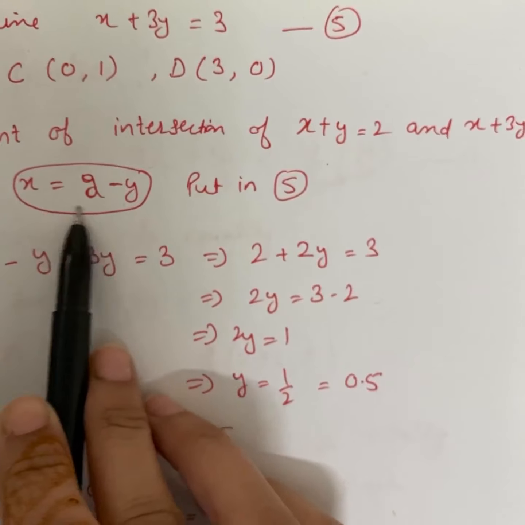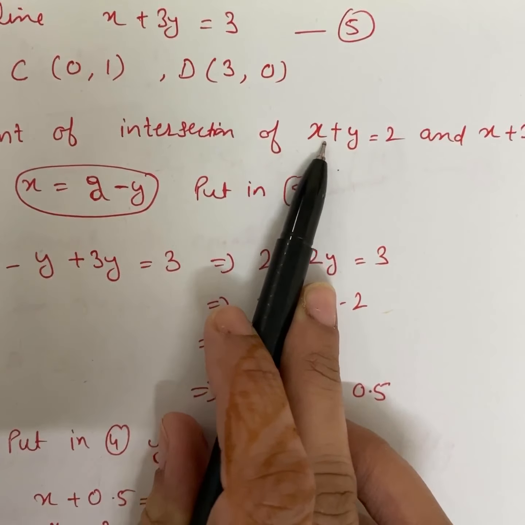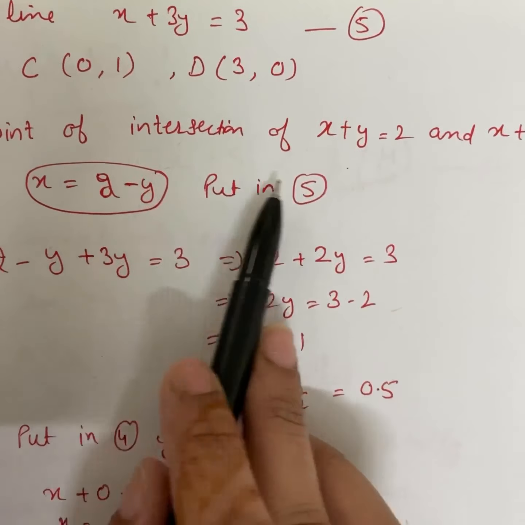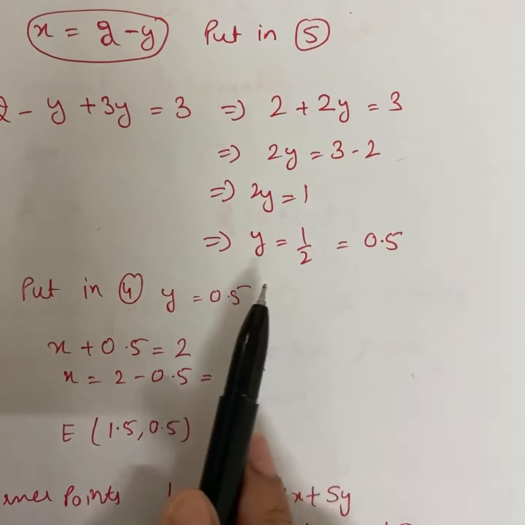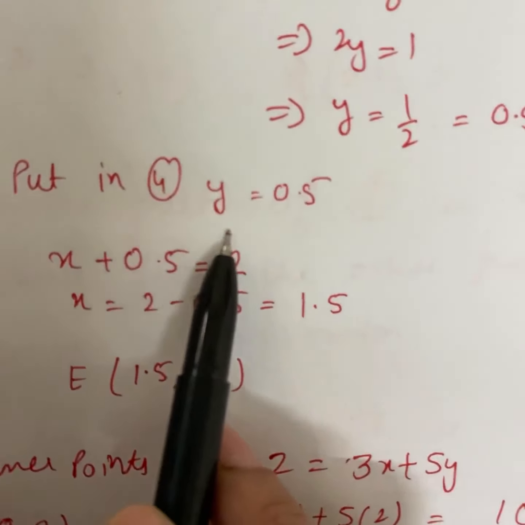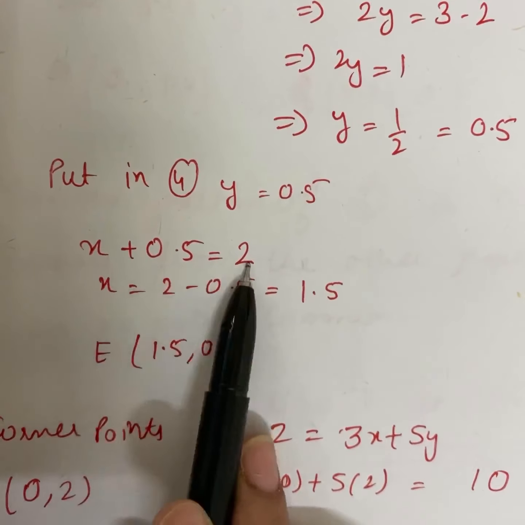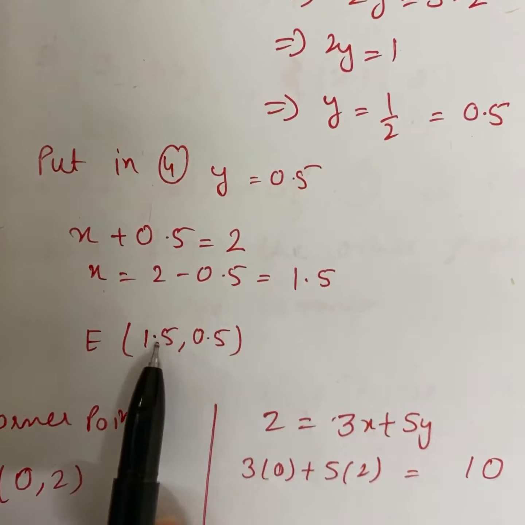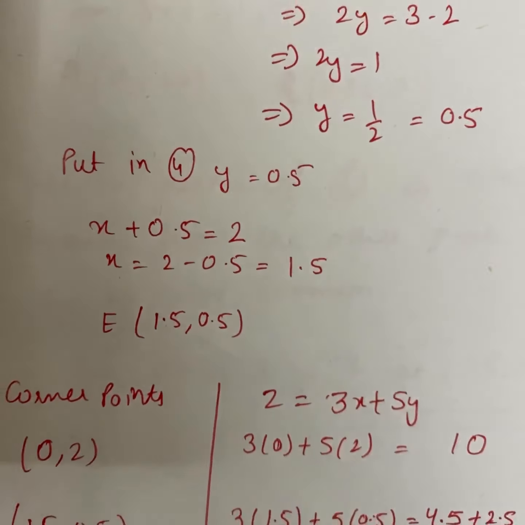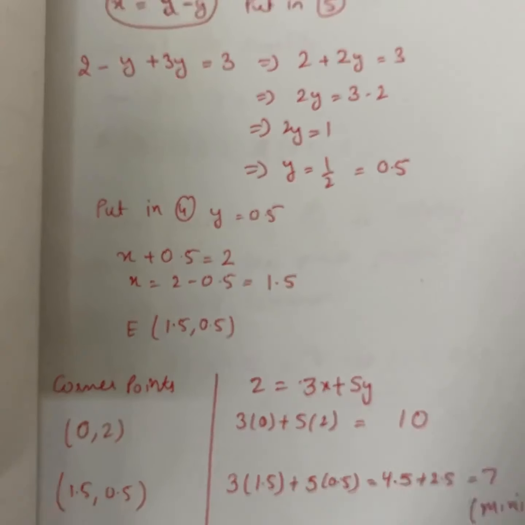Firstly, from this I took the value of x as 2 minus y and put it in the other equation. From here I got the value of y, that is half. Then I put the value of y in the fourth statement, x plus y equals 2. From here I got the value of x as 1.5. So (1.5, 0.5) is your point. So using these points, I am going to draw the graph.